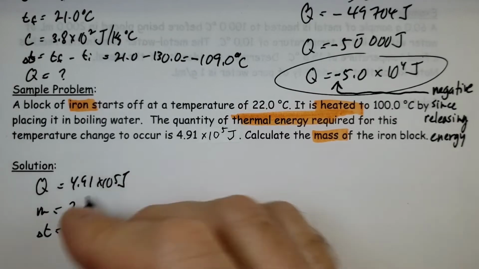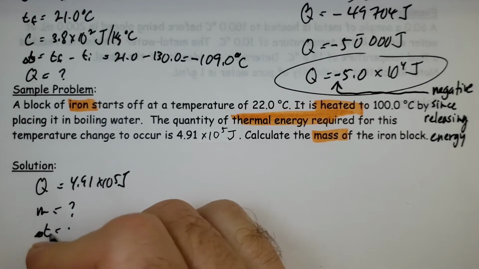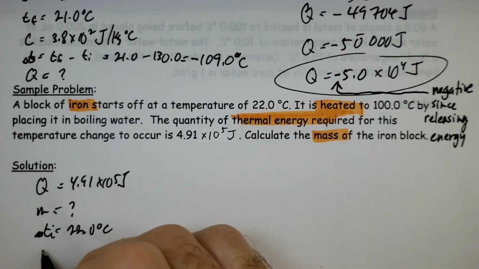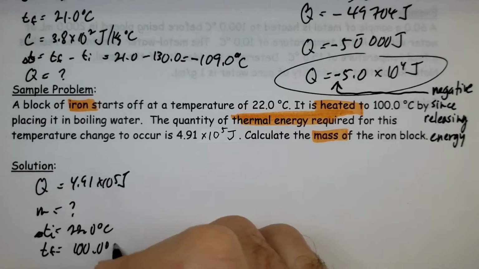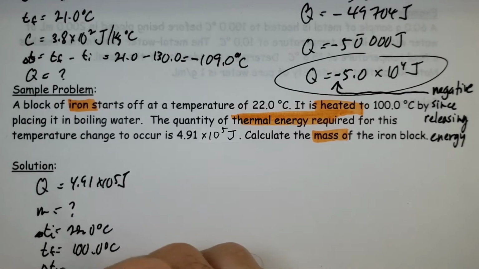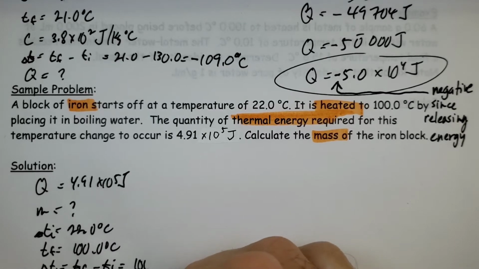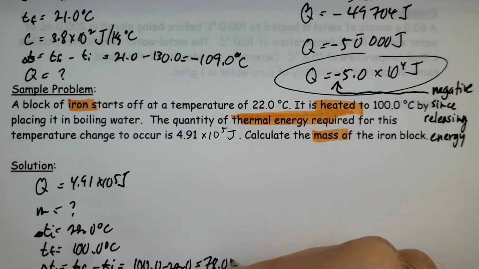The initial temperature, let's make this Ti, started off at 20 degrees C, 22. T final, it went up to 100. Delta T is Tf minus Ti, so it's going to give us 100 minus 22, which is 78 degrees C.